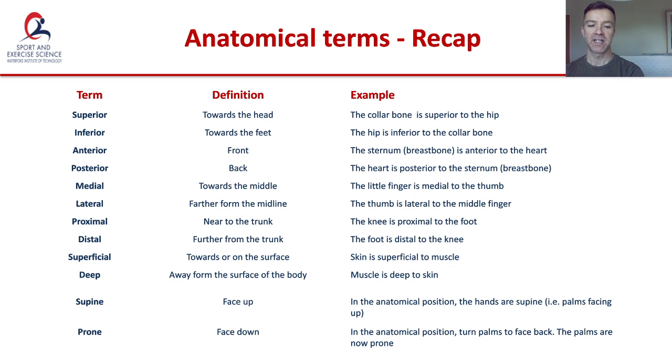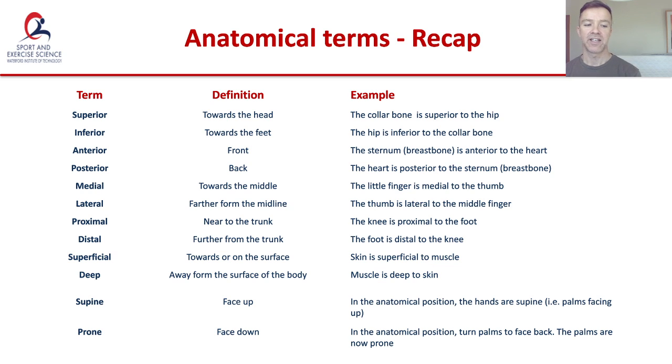Medial means towards the midline. So in the anatomical position, with the hands down by our side and our palms facing forward, the little finger is medial to the thumb. It is towards the midline of the body. Lateral, again thinking of the hands in that same position, the thumb is lateral to the little finger. It is further from the midline of the body.